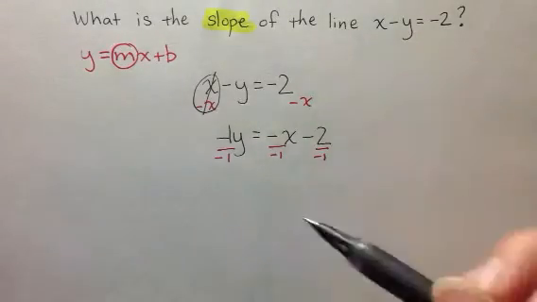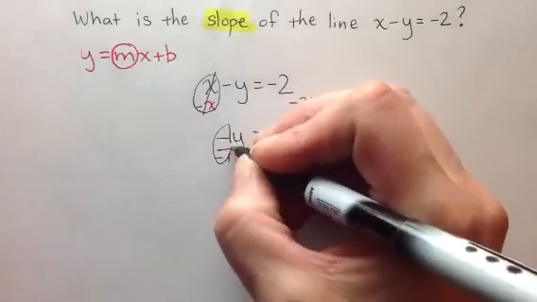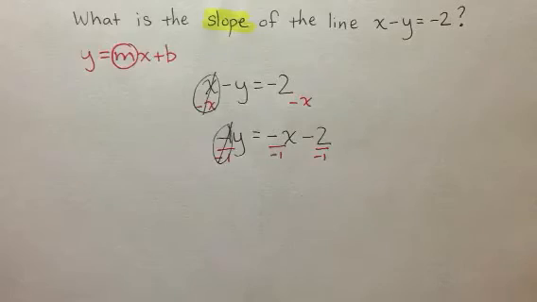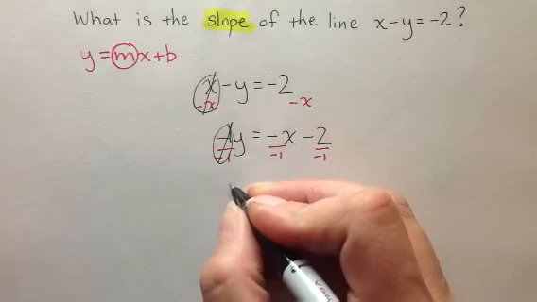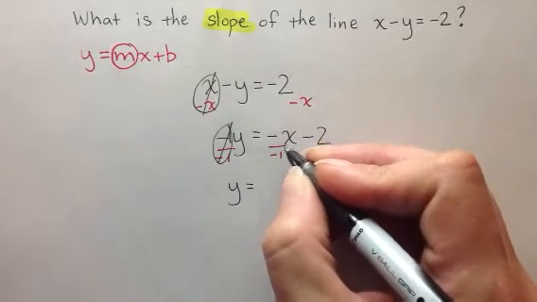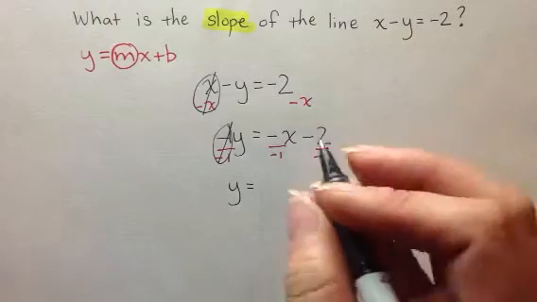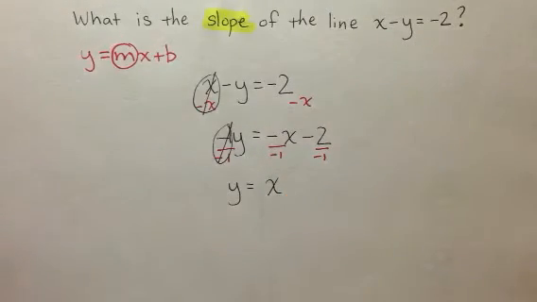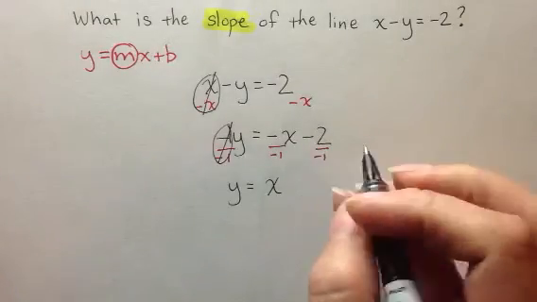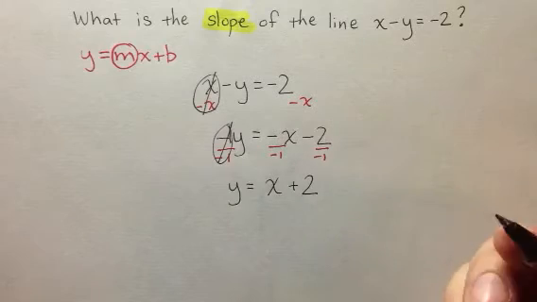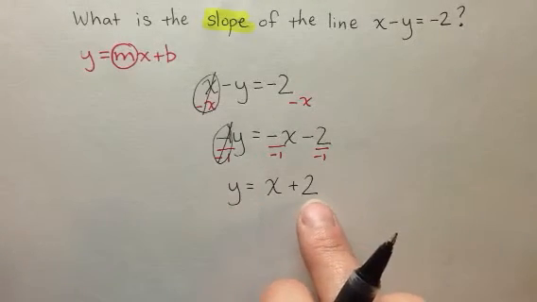Okay, so here, again, I use the inverse property, and when this becomes 1, 1 times y goes away because of the identity property. So what I'm left with on the left side is y equals negative divided by negative is positive, 1 divided by 1 is 1. I don't need to write 1 because 1 times x is just x. Negative divided by negative is positive, and 2 divided by 1 is 2. So I've now put this in slope-intercept form.